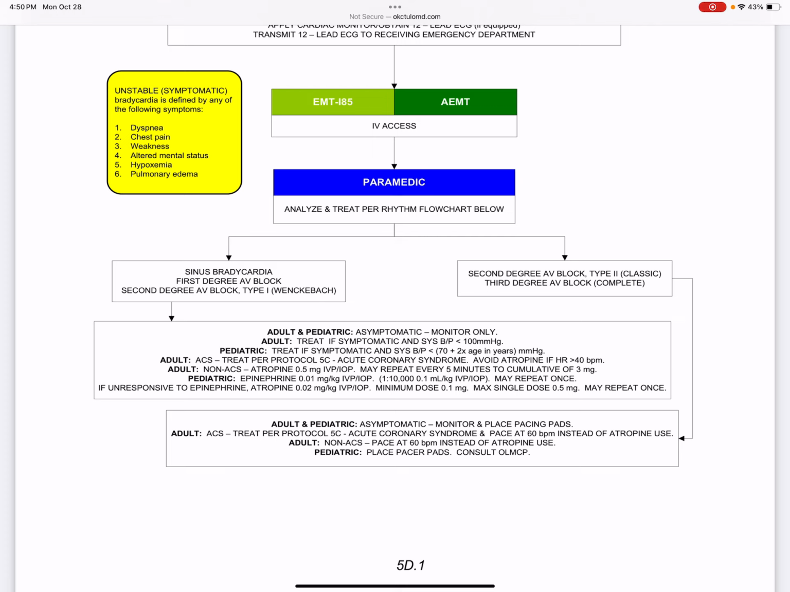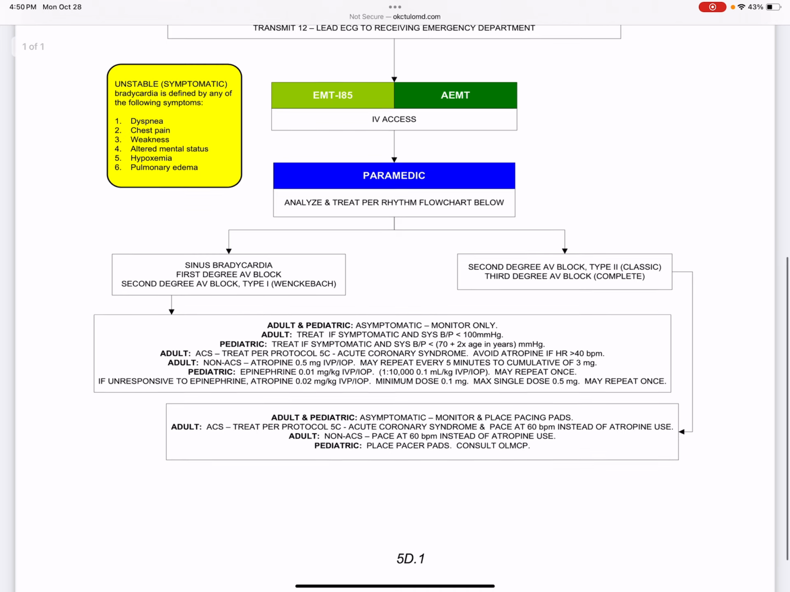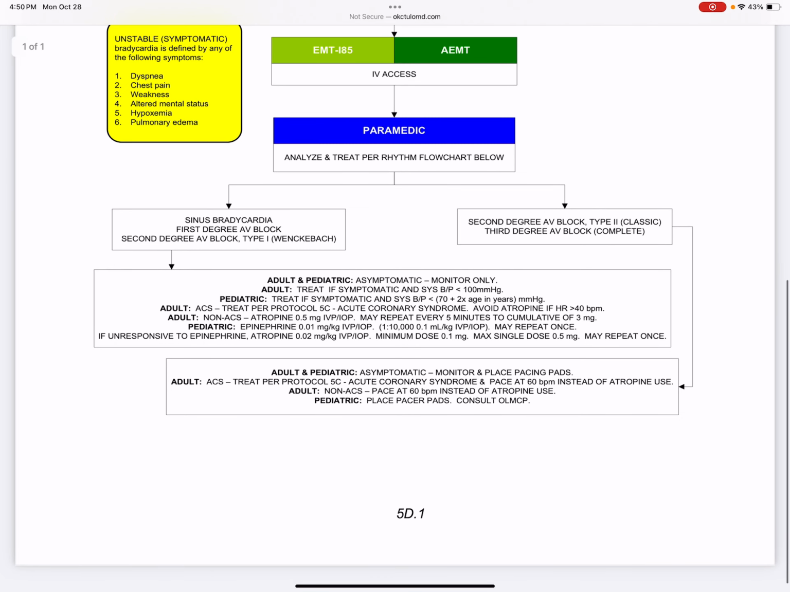So again, if those confuse you, it's very hard to teach this on a video without being able to draw on the board. Feel free to reach out to me or Jake or anybody at EMS, and we can definitely get you some videos or some practice rhythm strips or anything like that to practice.